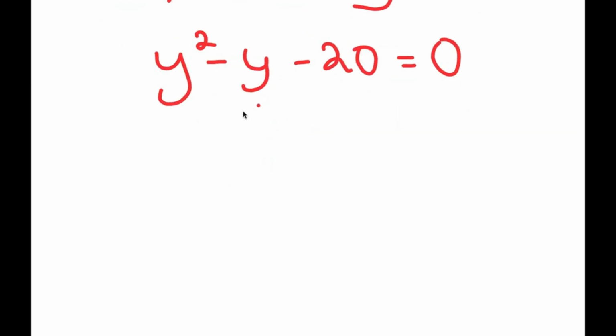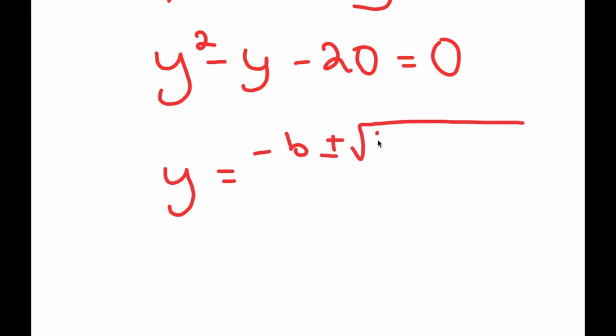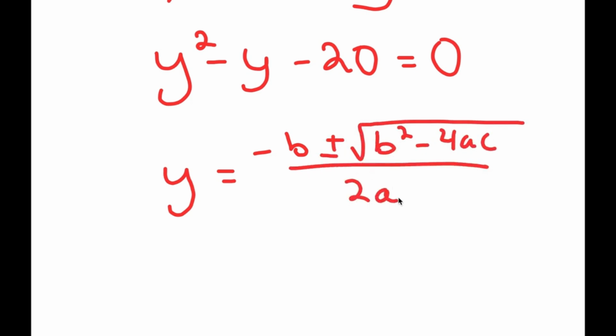Now, to solve this, I'm going to be using the quadratic formula, which is negative b plus or minus the square root of b squared minus 4ac all over 2a. So in this case, a is 1, b is negative 1, and c is negative 20.